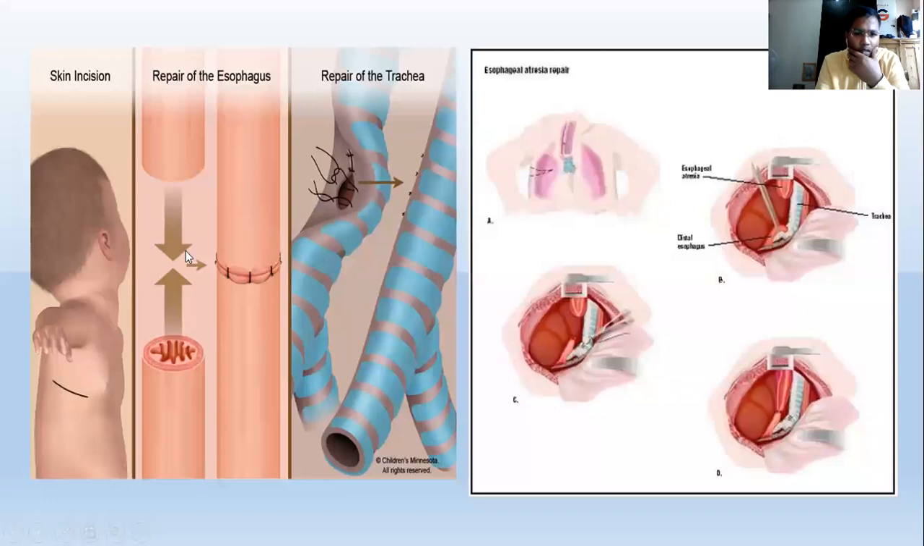This is the proximal part, this is the distal part. Just close like this, so it becomes the end to end anastomosis. Simultaneously you have to repair the trachea also, because usually it has the fistula.